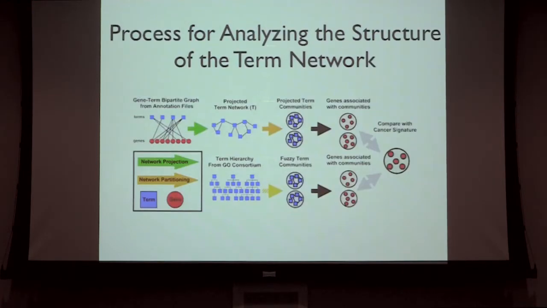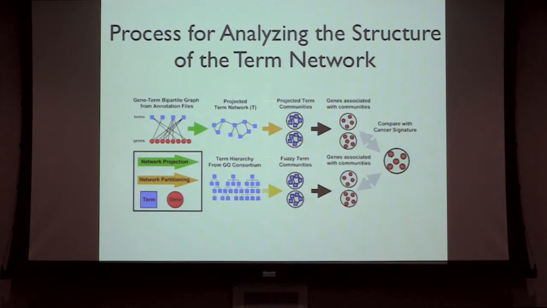Okay, so what is our process for analyzing the structure of the term network? So we're going to think about the term network for a little bit here. We take our gene term bipartite graph from the annotation files, and we create a projected term network. I'll tell you about how we do that in just a little bit. But imagine we have a good process for creating a term network. Then what we do is we look at the community structure or the clustering in this network. So we identify clusters of terms that are highly connected within this projected term network.